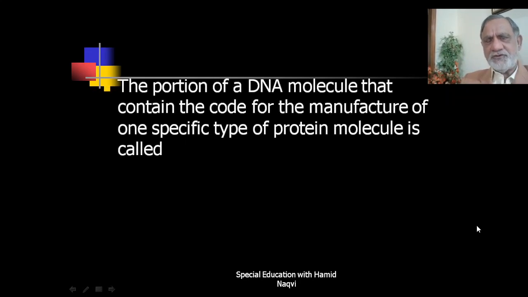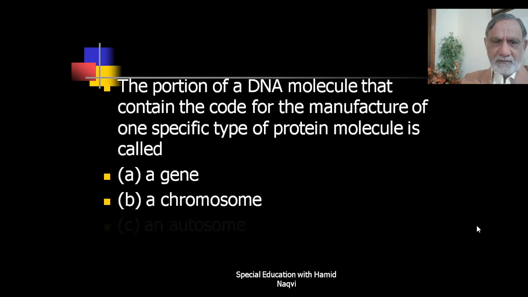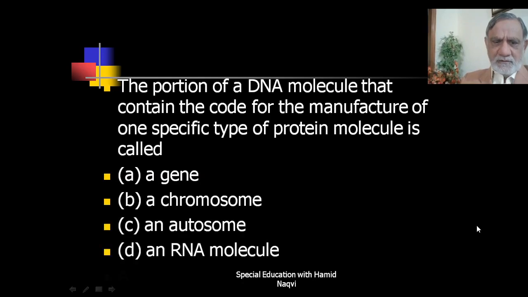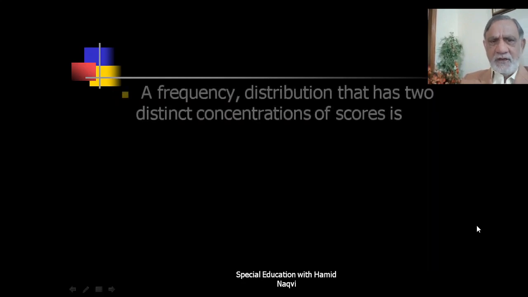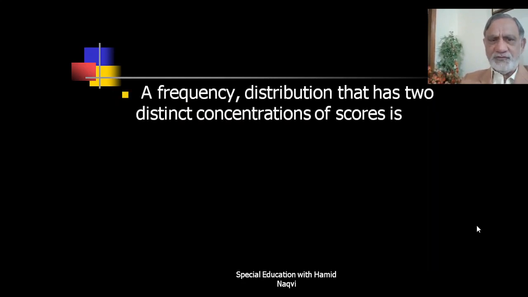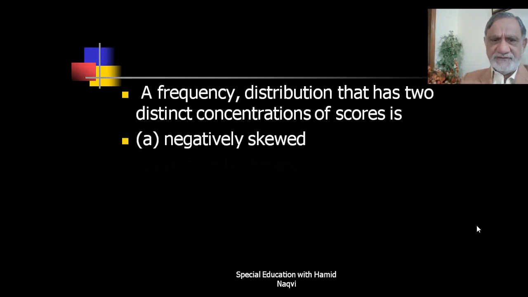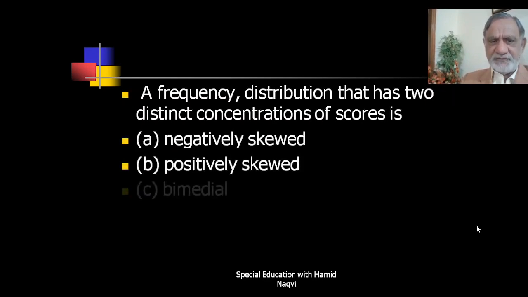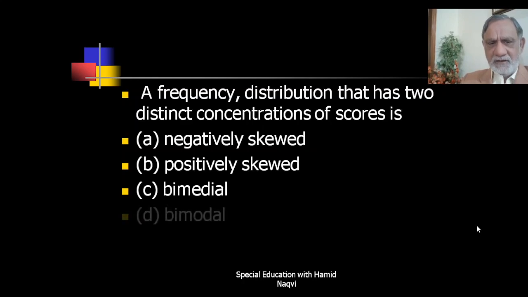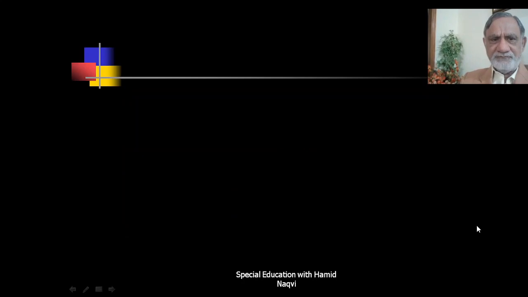The portion of a DNA molecule that contains the code for the manufacture of one specific type of protein molecule is called a... The correct answer is gene. A frequency distribution that has two distinct concentrations of scores is negatively skewed, positively skewed, bimedial, or bimodal. The correct one is D, that is bimodal.